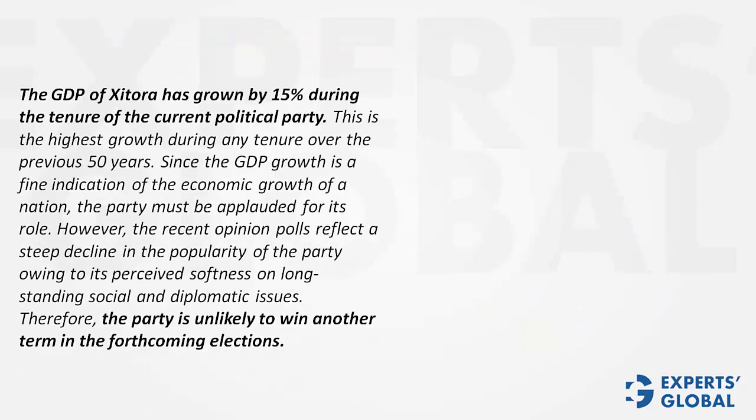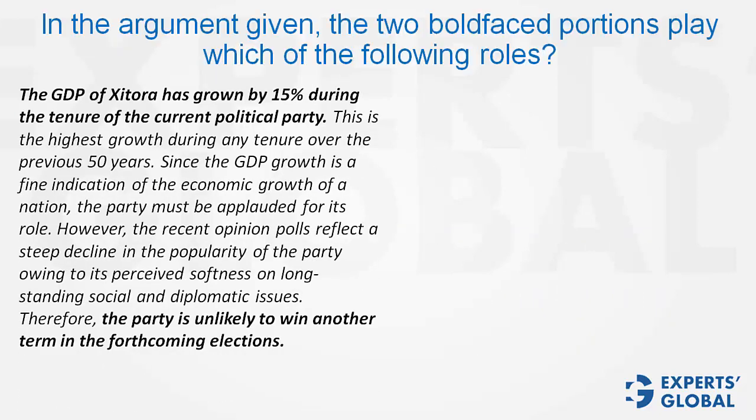Let's apply this strategy on a live question. Here is the argument. Here's a question. In the argument given, the two bold-faced portions play which of the following roles? Here is the mind map: GDP growth has been great. Party deserves credit. However, party has been soft on other issues. It is not likely to win in the upcoming elections. What is the conclusion of this argument? That the party is not likely to win in the upcoming elections.